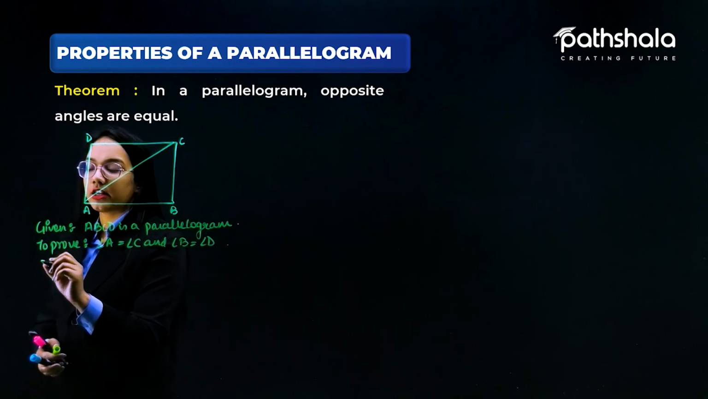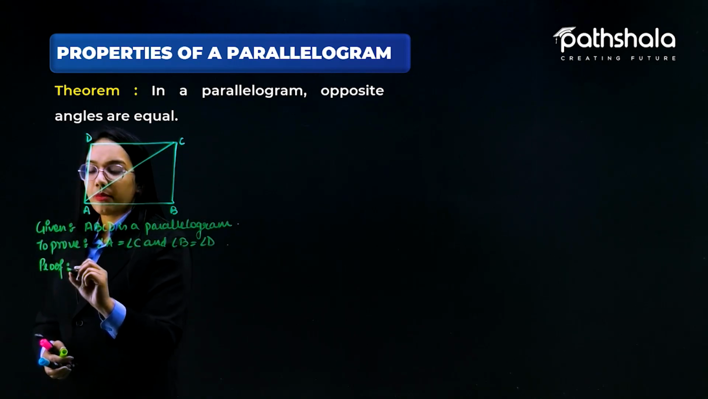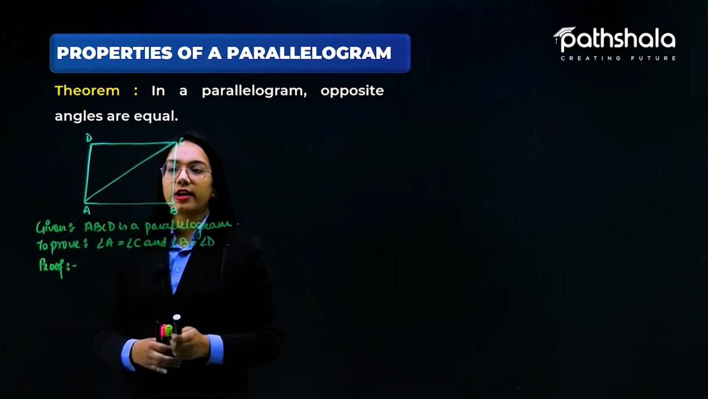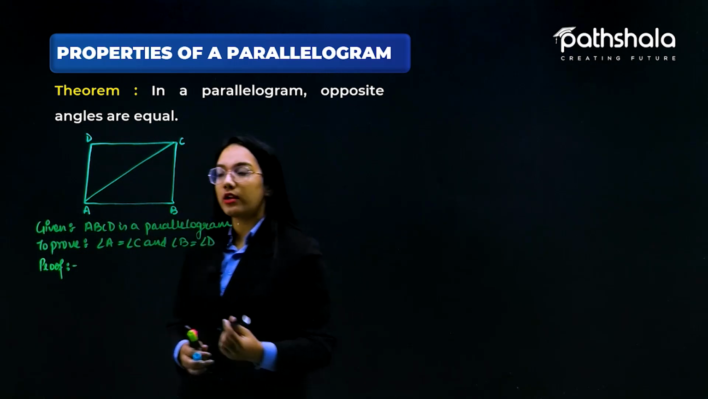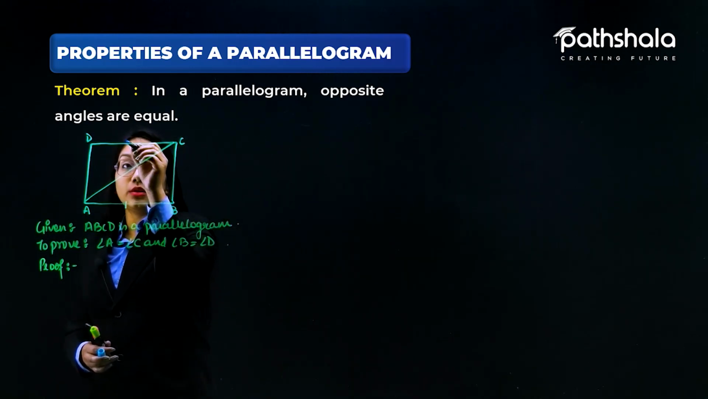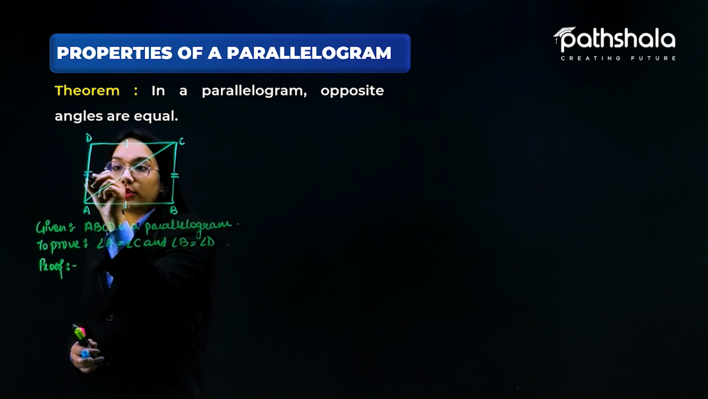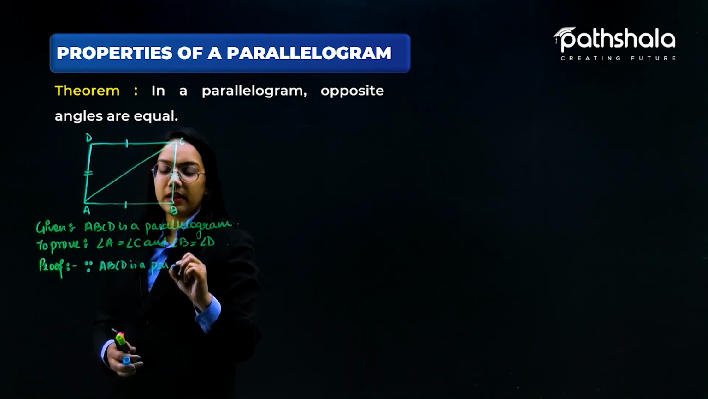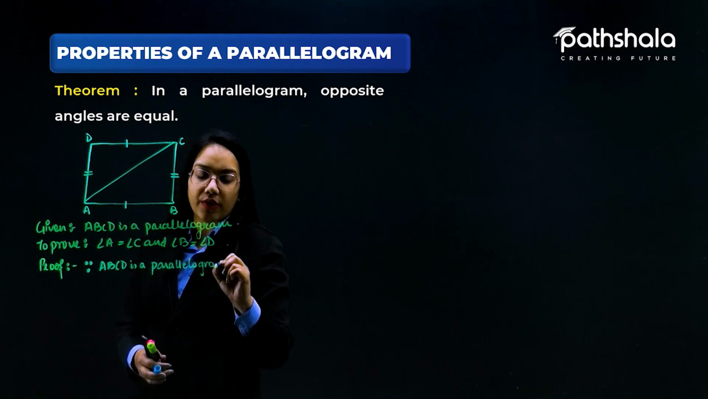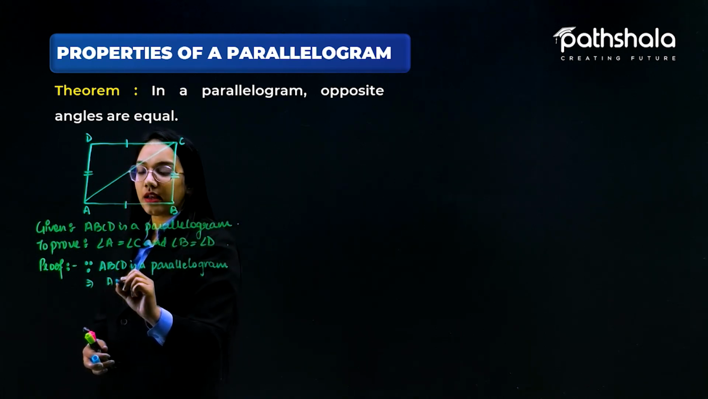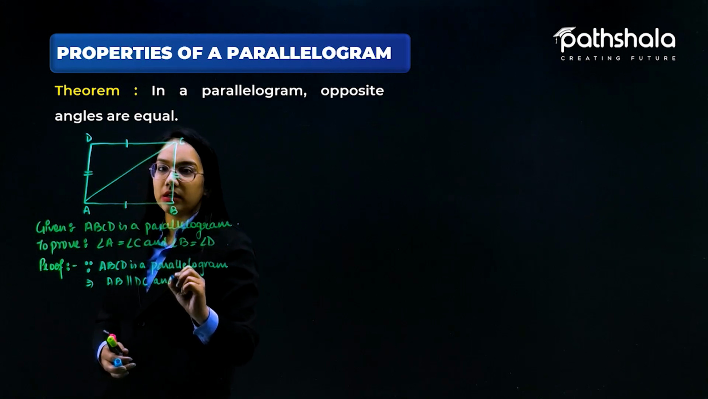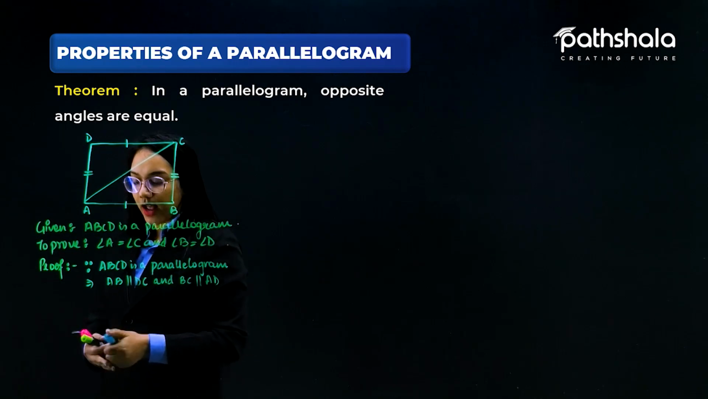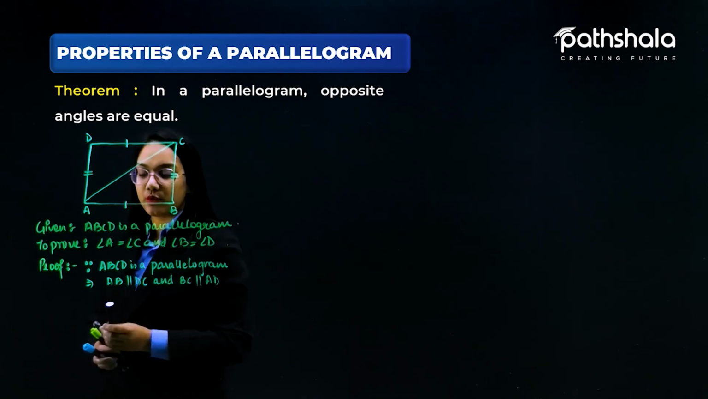We start the proof by taking one thing over here. Since we know that in a parallelogram AB is parallel to DC and CB is parallel to AD. Since ABCD is a parallelogram, it implies that AB is parallel to DC and BC is parallel to AD. We already know about this particular concept.